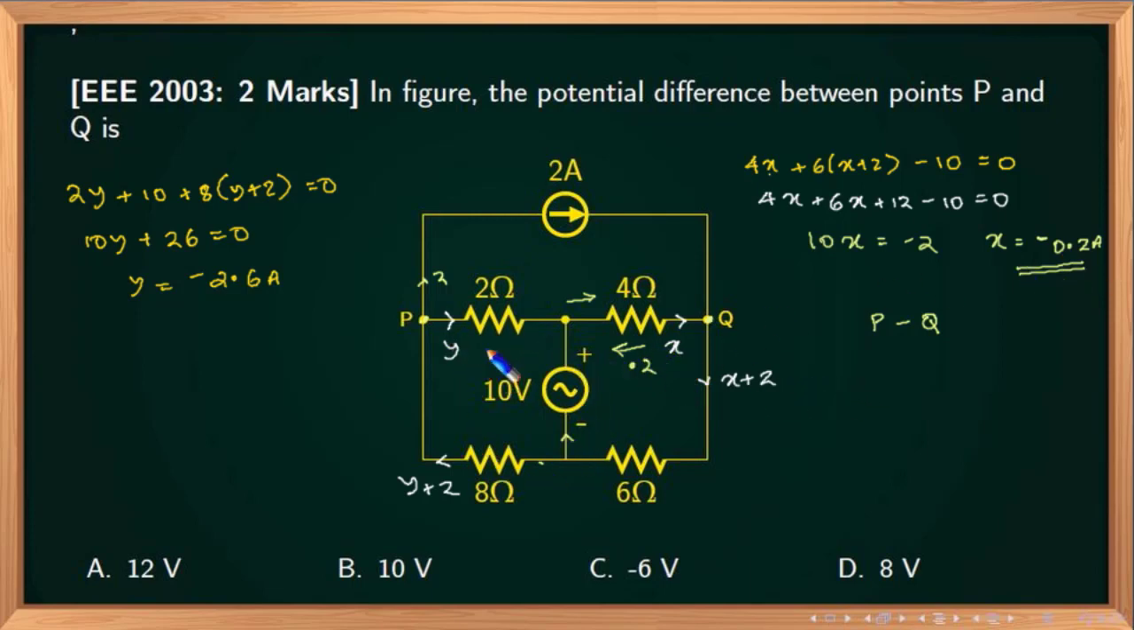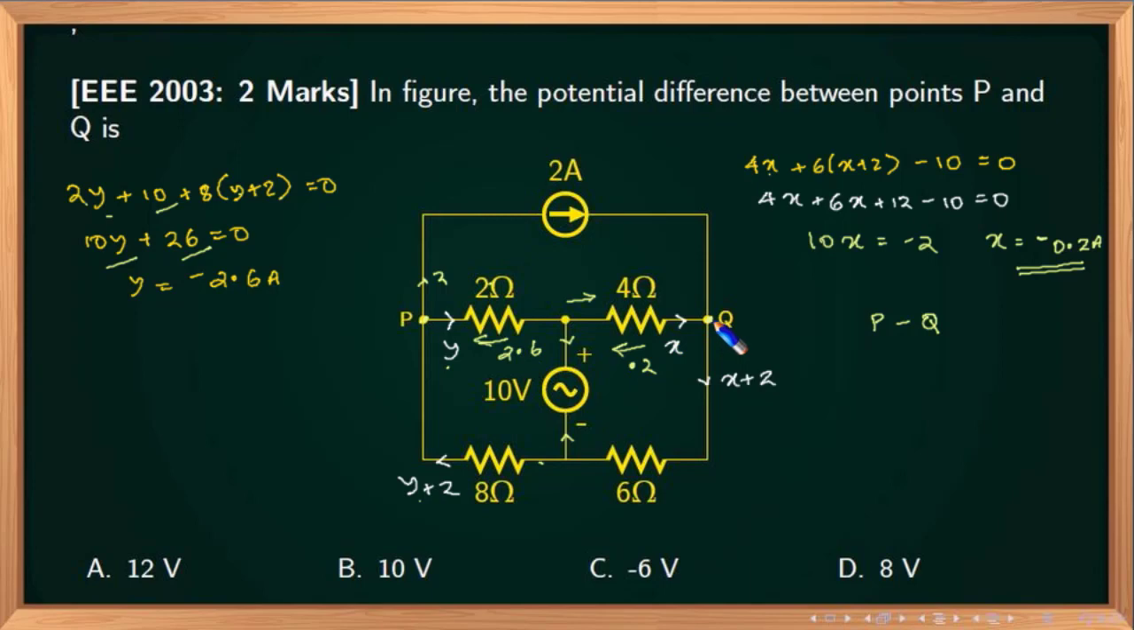Now if I write this loop, 2 into y, 2y. Now I am entering the plus terminal of the voltage source, which means that I have to take it as plus 10, plus 8 into y plus 2. y plus 2 is the current through the 8 ohm. So 8y plus 16. 2y plus 8y is 10y, 10 plus 16 is 26. So the value of y is minus 2.6, which means that I have taken the direction of y from left to right, but I got a minus sign, which means that current flows in this direction with a magnitude 2.6.